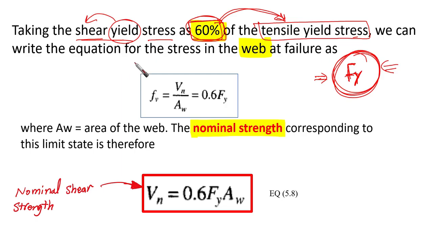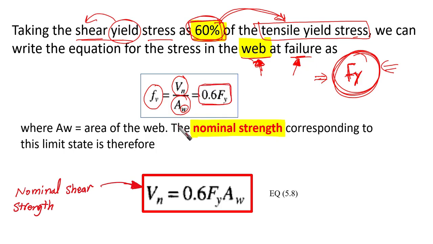We can write the equation for the stress in the web at failure, because, as I said, we're talking about the web now. We're not going to mention the flange from now on. And failure here means shear failure. There are other types of failure modes, which I'm going to talk about, whether elastic shear buckling or inelastic shear buckling. But now I'm talking about the most dominant and common failure mode for hot rolled sections, which is going to be FV. The shearing stress is going to equal the nominal shear strength over the area of the web, AW, and it equals 0.6 F yield.